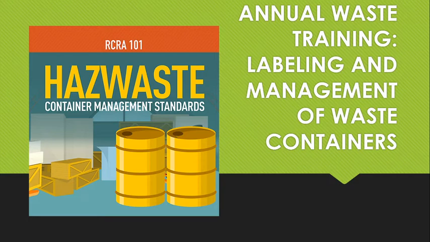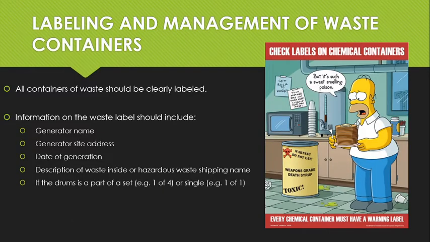Okay, now we'll run through labeling and management of waste containers. All containers of waste should be clearly labeled. That includes generator name, the site address, when it got to your yard, so the date of generation, whatever day you brought it back to your yard, and the description of the waste that's inside or the hazardous waste shipping name, and that'll depend on the manifest. I would tell you specifically what would need to go there. If it's something outside the norm, like soil and diesel or whatever, just write that on there.